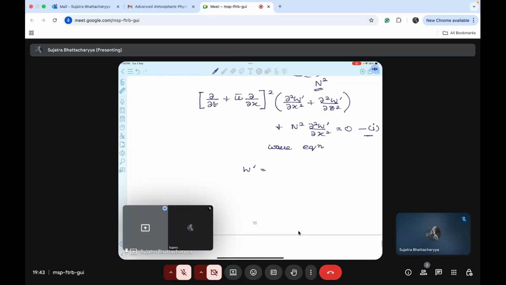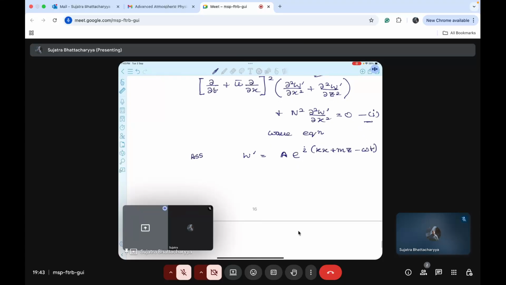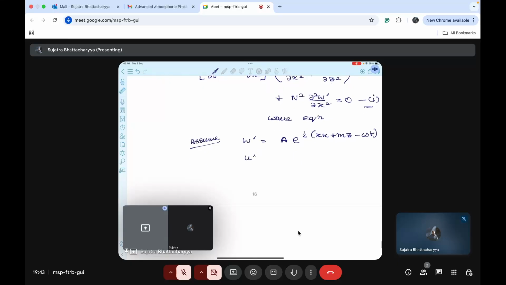So we can explain that this is nothing but A to the power iota (kx plus mz). Remember, this is a 2D wave, minus omega t. So this is the assumption. Assume the solution like this. Okay. Similarly, you can do many other things, like u dash can be written something like this. Okay. So I'm not writing this.